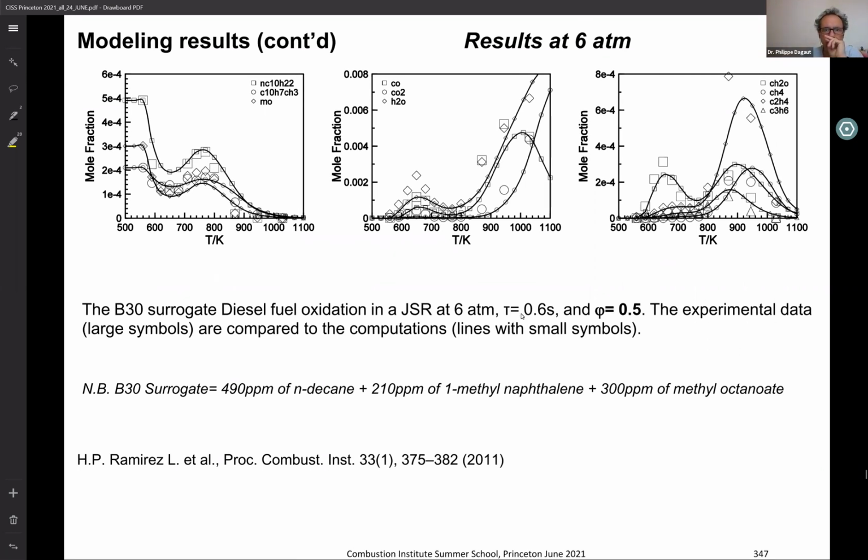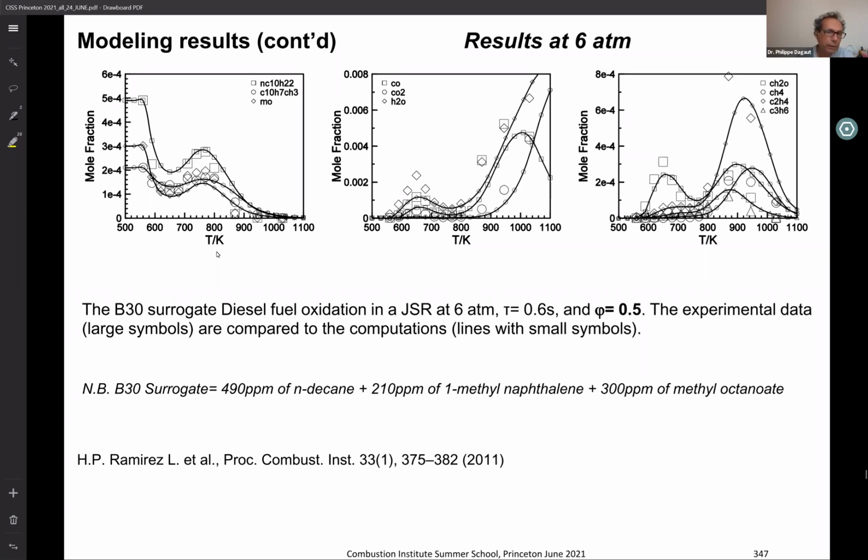So the fuel mixture is composed again of normal decane, alpha-methyl naphthalene, and methyl octanoate. So this is normal decane. We predict very well its consumption. So cool flame, negative temperature coefficient, and then transition to high temperature. Same thing for methyl octanoate here, which reacts very similarly. And even alpha-methyl naphthalene shows a cool flame.